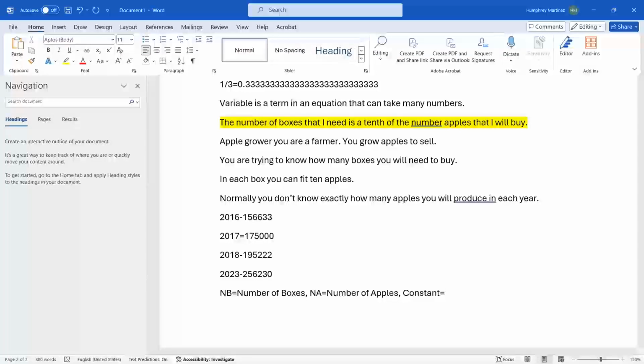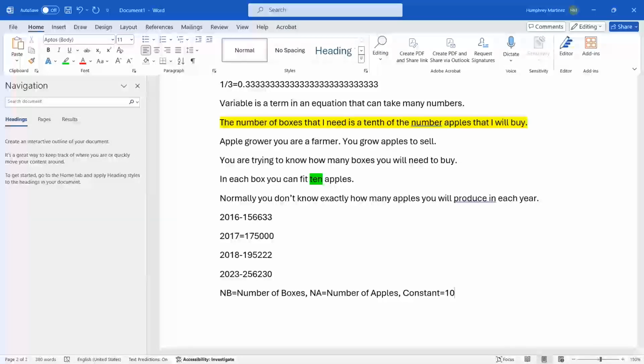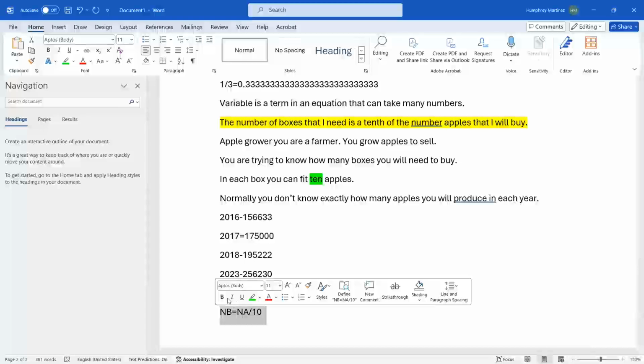Because what is the constant, Javier? Can you tell me which is the constant we have? How many apples fit in each box? 10. Then we have a constant that is 10, because you cannot fit more than 10 apples in each box. Then you can say the number of boxes will be equal to the number of apples divided by 10. Okay. And then this is an equation.